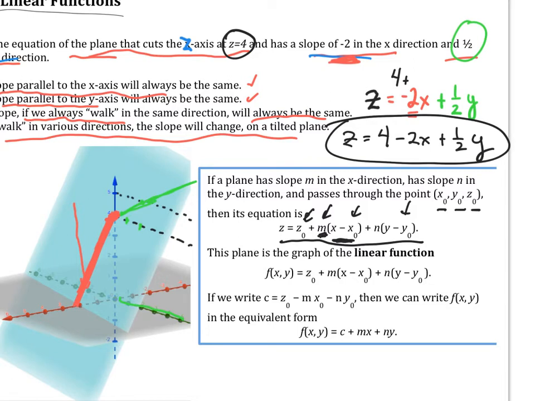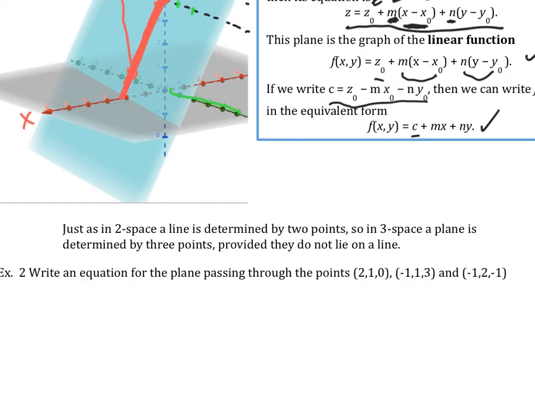But m is the slope in the x direction, n is the slope in the y direction. So here's my equation that I end up with. And then here, this is something fancy that just says solve for the constant. So when I multiply these two out and multiply these two out, put them together with this, then I'm going to get this formula right there. That's all that says.